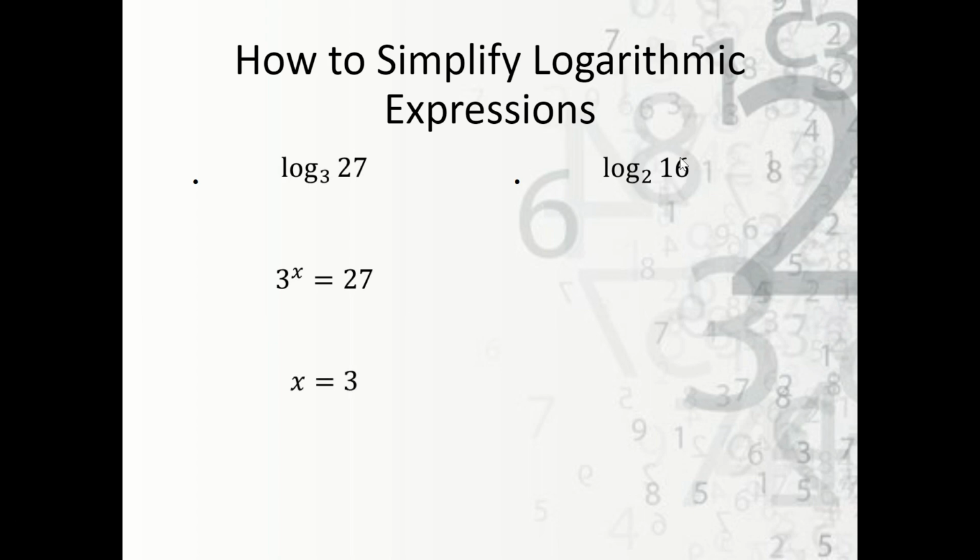Now, log base 2 of 16. That's really saying 2 to the x power is equal to 16. So how many times do we need to multiply 2 by itself to get 16? If we go 2 times 2, that's 4. Times 2 is 8. Times 2 is 16. So that was 4 times we multiplied. So x equals 4.